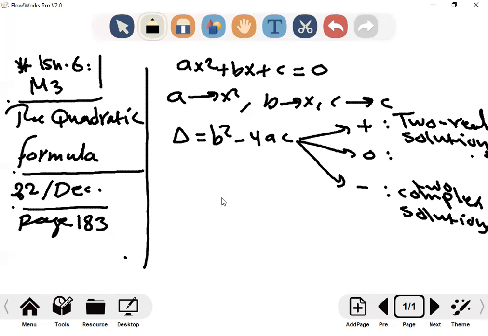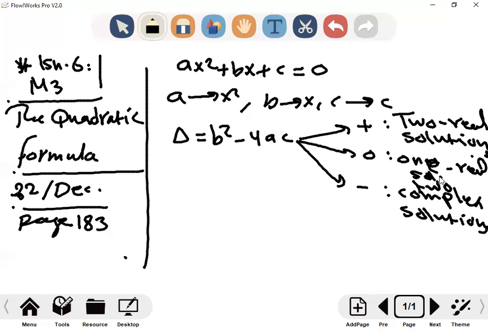Good. So if it's 0, guys, we have one real solution. One real solution. But assume the question said find the real solutions, and you calculate delta and you have negative. No need to continue.